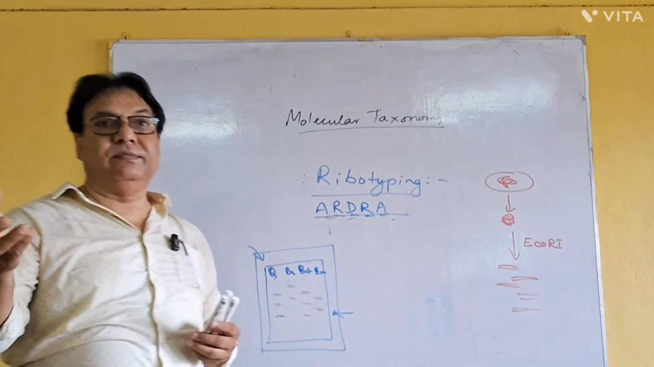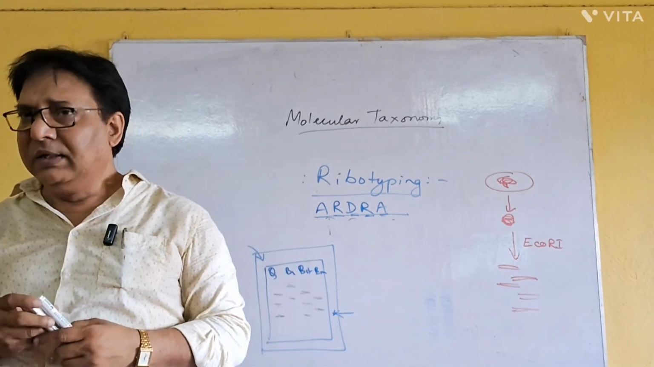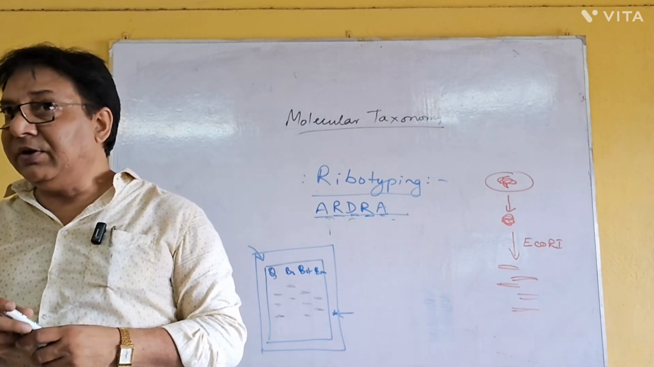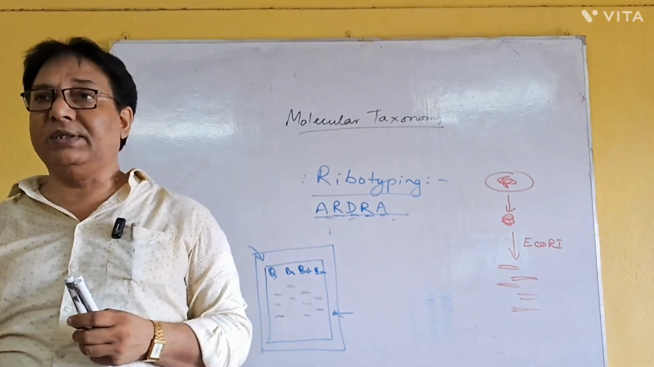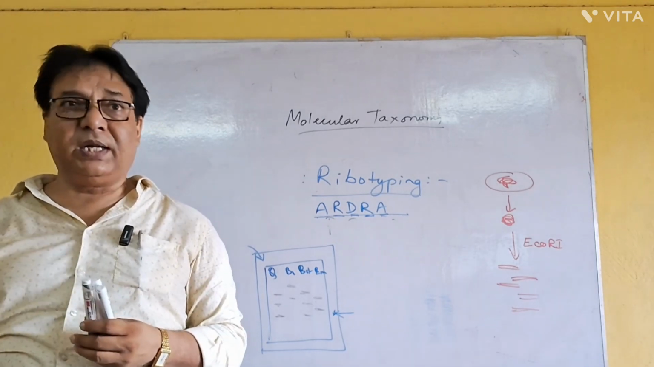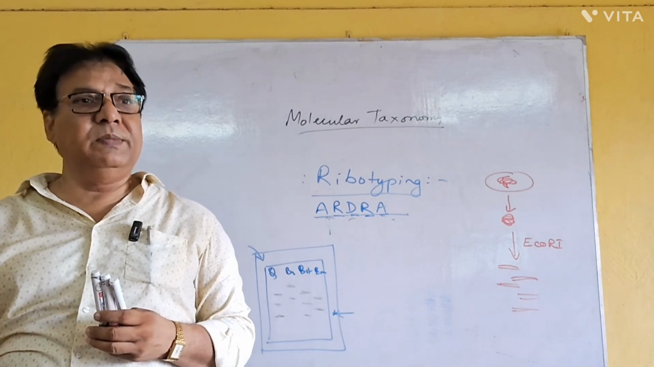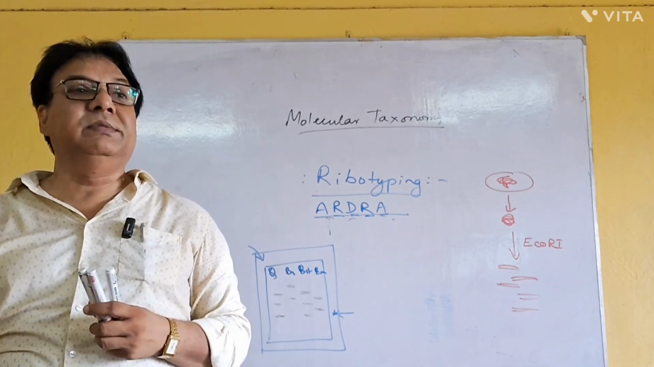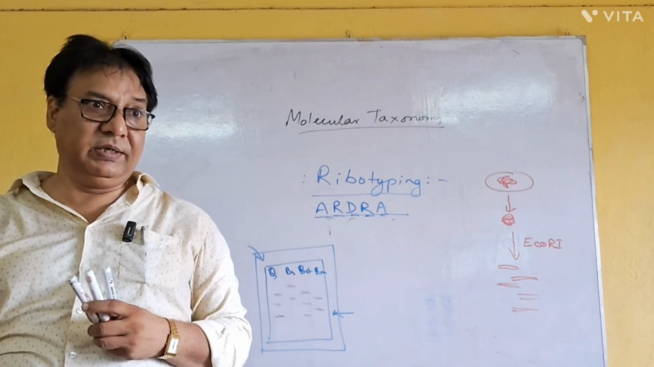RT-PCR, in case of coronavirus people were doing RT-PCR, isn't it? Because the coronavirus has RNA, not DNA, so that has to be converted first to DNA. That's why the first reaction will be reverse transcription to convert the RNA to DNA, and then followed by PCR, polymerase chain reaction, to amplify that particular DNA, which has been converted from RNA to DNA.